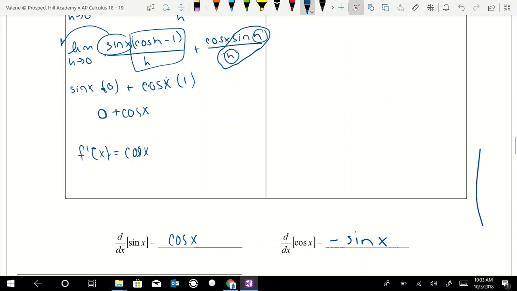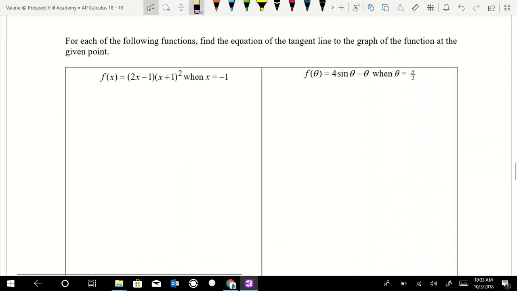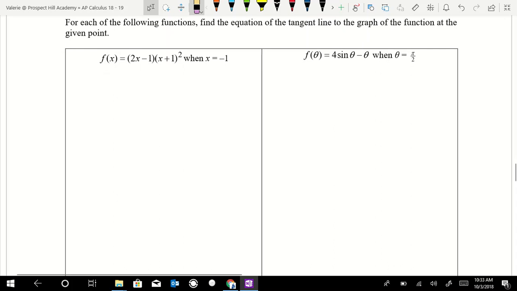So now that we have our power rule and we have our derivatives of sine and cosine, we're going to move forward and use those to help us out in writing equations of tangent lines. So for each of the following functions, we want to find the equation of the tangent line to the graph of the function at the given points. So I'm going to leave the first one for you to do. Right? We want to first do the multiplication to find our function in polynomial form, then use that to find the derivative. And then you want to find your point of tangency and slope of tangency in order to write your equation.